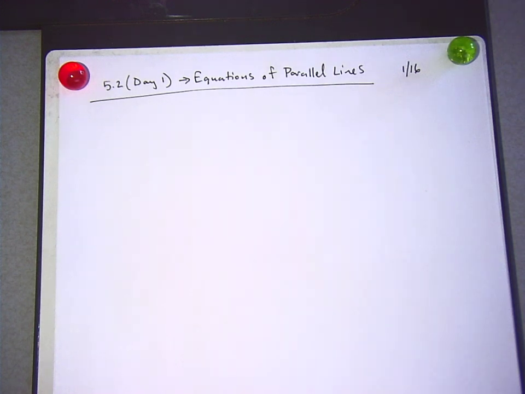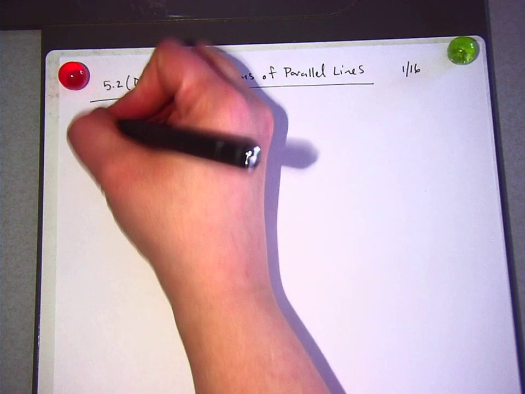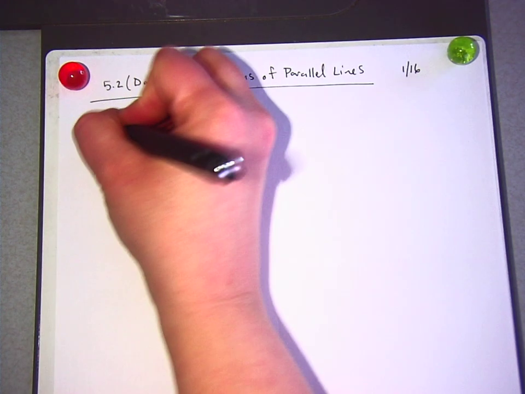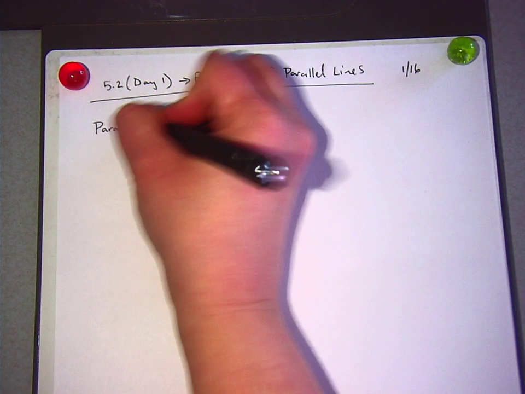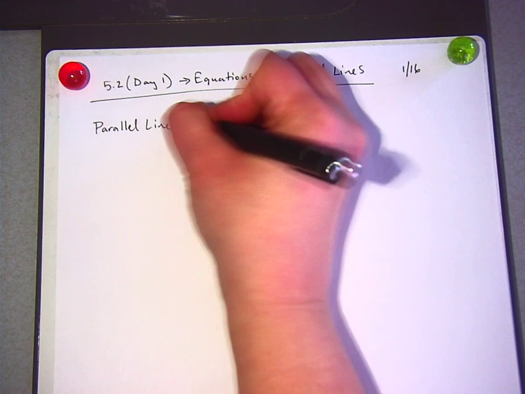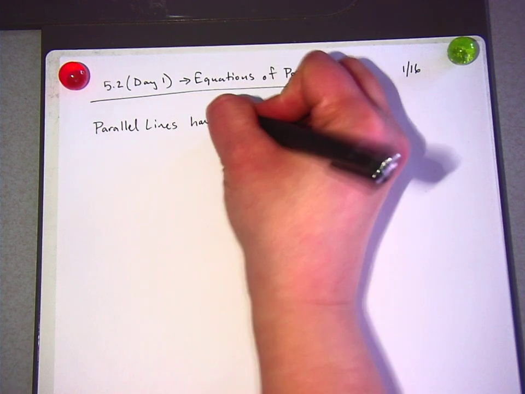Okay, so I'm going to write down: parallel lines have the same slope.